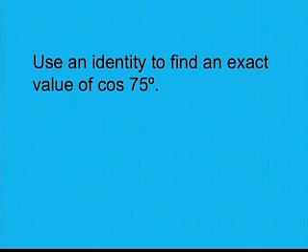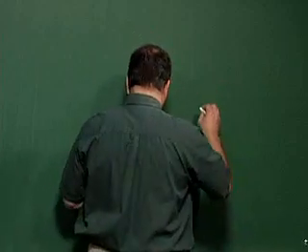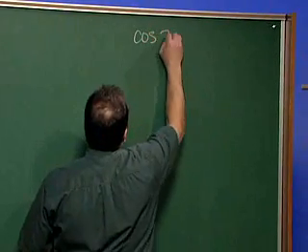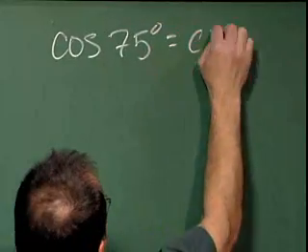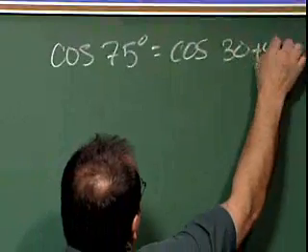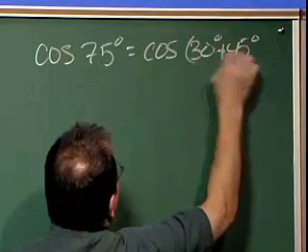Let's do this example. Use an identity to find an exact value of cosine of 75 degrees. To find the exact value of cosine of 75 degrees, use the fact that 75 degrees is equal to 30 degrees plus 45 degrees. And then we'll use the formula for the cosine of a plus b. So the cosine of 75 degrees is equal to the cosine of 30 plus 45 degrees.